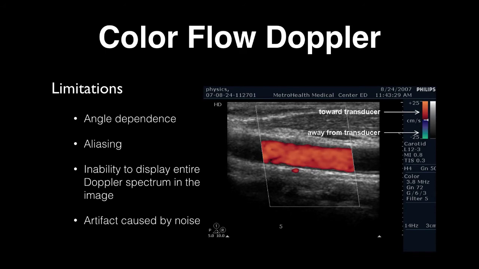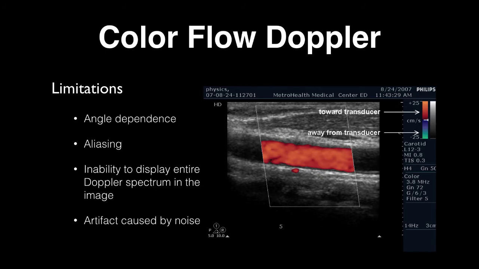In color flow Doppler, there are some key limitations that you need to be aware of. Number one, this modality is highly angle dependent. So if you think back to the Doppler equation, the cosine of theta, which is in the numerator, if you have an angle that's 90 degrees, then the cosine of 90 degrees is going to be 0. So that means your Doppler frequency or shift is going to be 0.